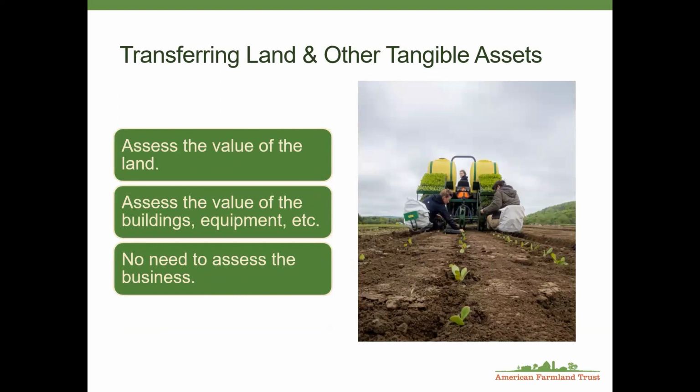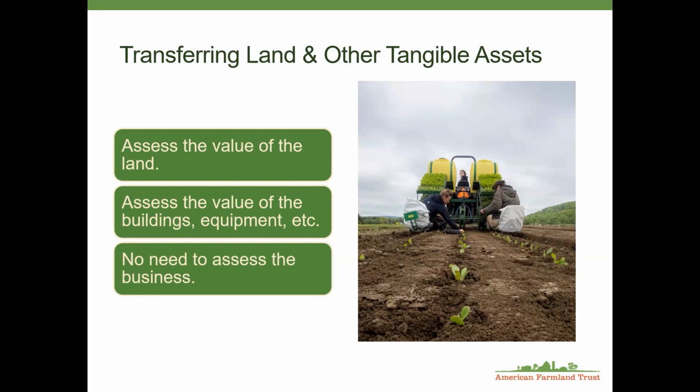Transferring raw land and other tangible assets is the most straightforward type of transfer. The incoming farmer either leases, purchases, or receives a gift or inheritance of land, buildings, equipment, and so on. For leases and sales, it boils down to the price of the assets. Reaching an agreement on these values will be the focus of your conversations. For gifts and inheritances, you may need to determine the value of assets for tax purposes or to divvy up assets among family members and other heirs.